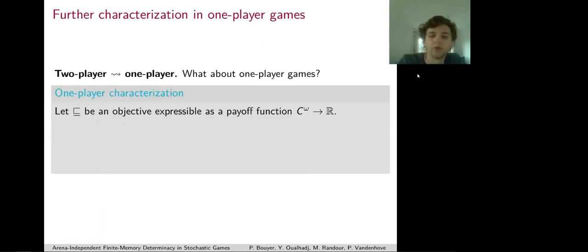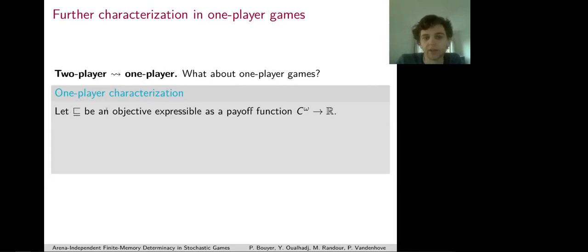Okay, so now we know how to reduce this problem about 2-player games to the same problem about 1-player games. However, it might still be difficult to prove the memory sufficiency of some memory structure in all 1-player stochastic arenas, in all Markov decision processes. And so we provide a characterization for the 1-player arenas. We consider a slightly restricted class of objectives.